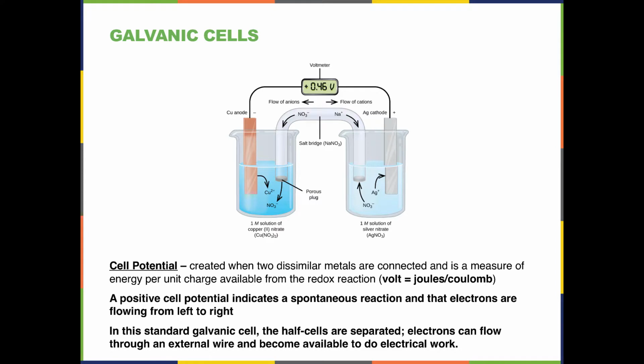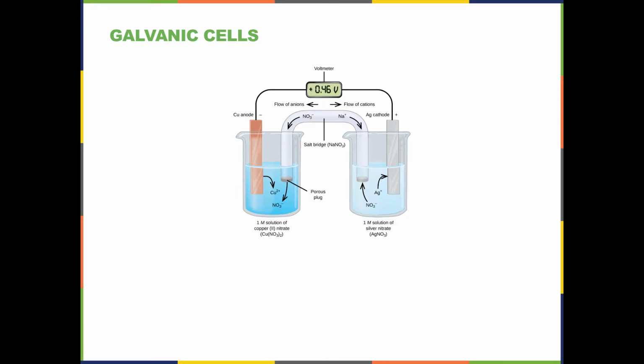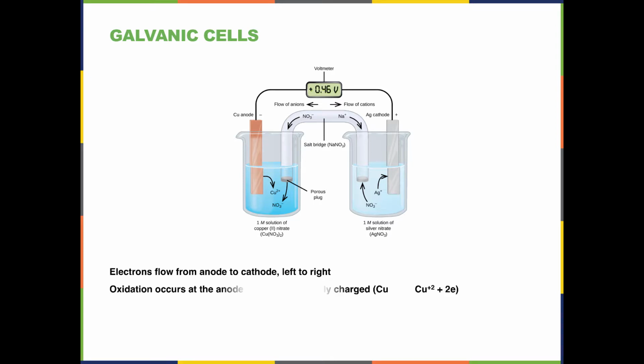In this standard galvanic cell, the half cells are separated. That is, you have the copper on one side and the silver on the other side. Electrons can flow through an external wire and become available to do electrical work. So, in a sense, this is a battery. Electrons flow from the negative anode to the positive cathode, so from left to right.